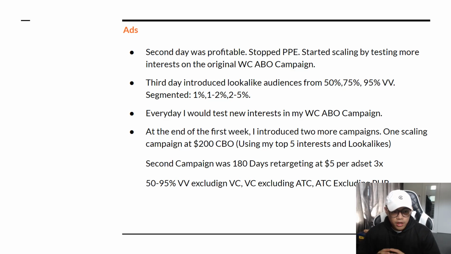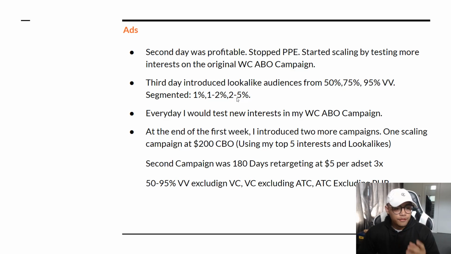Now, if one particular audience is working, for example 50% is working, then I would expand this to 1%, 1 to 2%, 2 to 3%, and so forth until you get up to 10%. So you have 10 different kinds of interest or ad sets that you can set up. Every day I would test new interests in my WC ABO campaign, so just duplicate more, testing different kinds of angles and audiences. This is really, really important because that's how you're going to accumulate very, very good data. Because once you find winning interests and you scale that up, you're feeding your pixels high quality data. So take note of that.